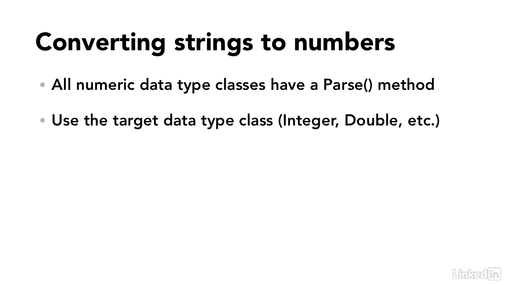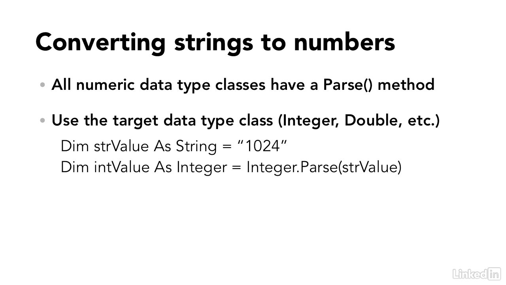Use the target data type class that represents the kind of number you want. In this code, I'm starting with a string value, and I'm passing it into the parse method of the integer class, and I get back an integer value that I assign to the variable.